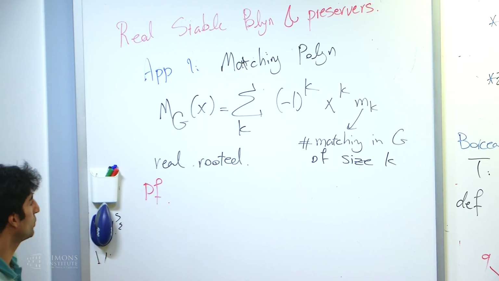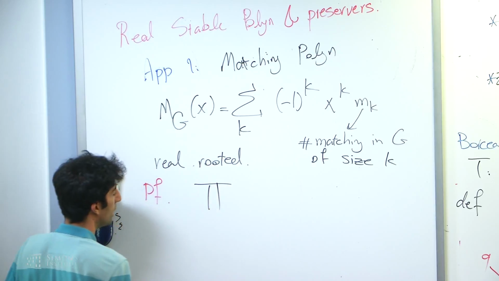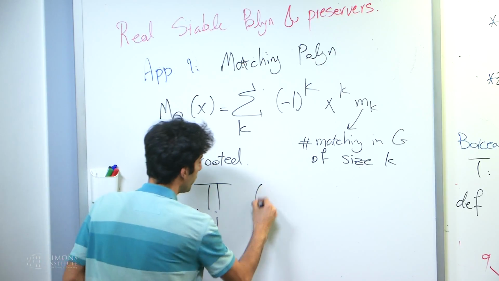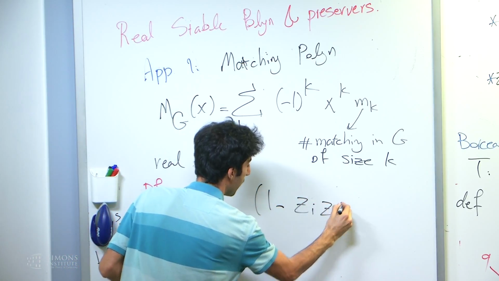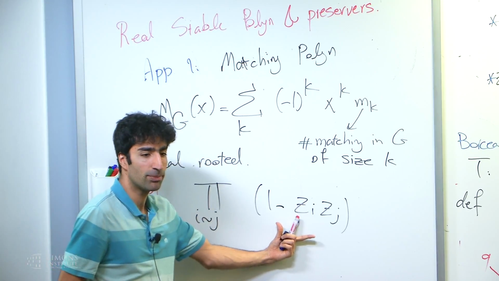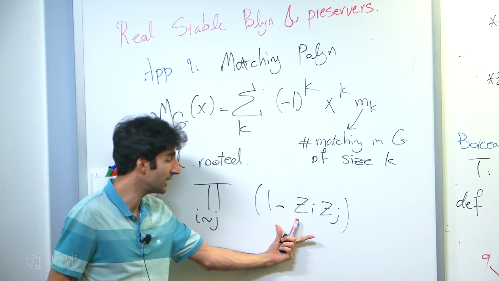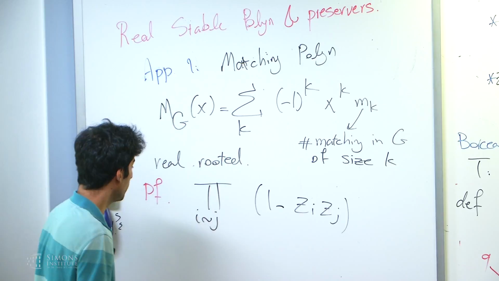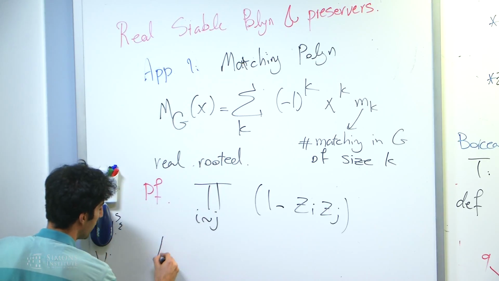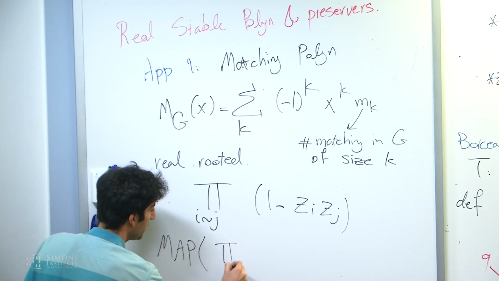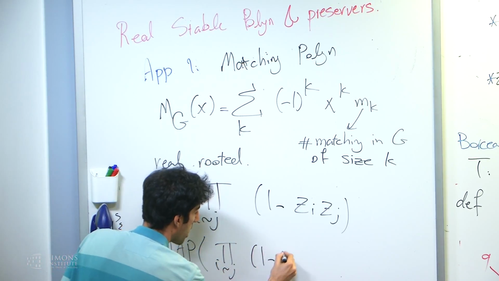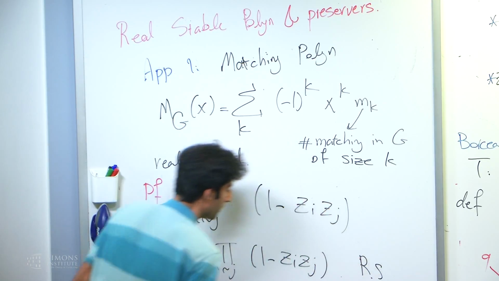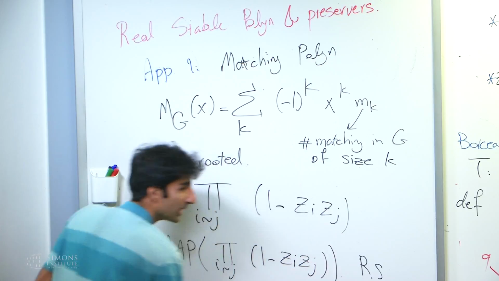So basically the proof is just 2 steps. First, let's start from this polynomial. Let's look at the product over all edges, all i neighbor of j in the graph, of 1 minus z_i z_j. This is again the familiar polynomial we saw many times. It's real stable. I have a product of real stable polynomials, so the product is also real stable. Now I apply MAP to this product. This is real stable as well, because MAP is a stability preserver operator.